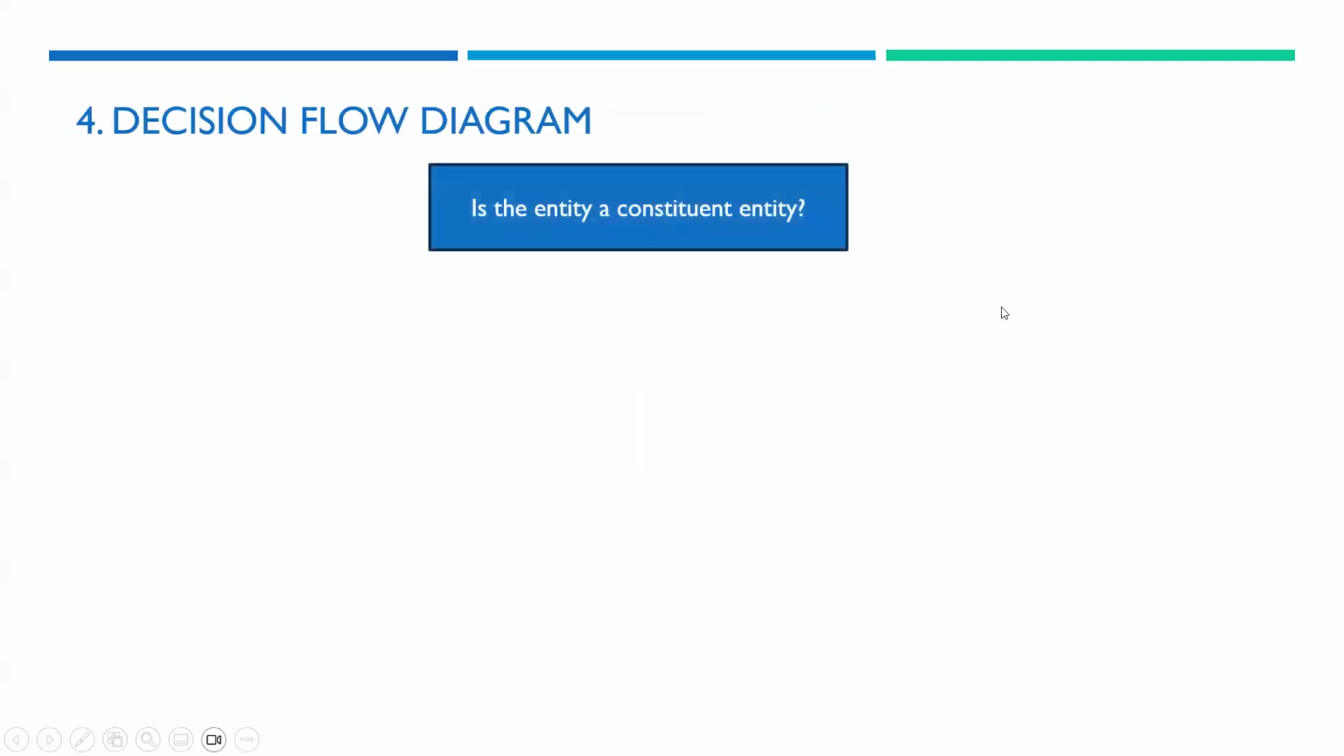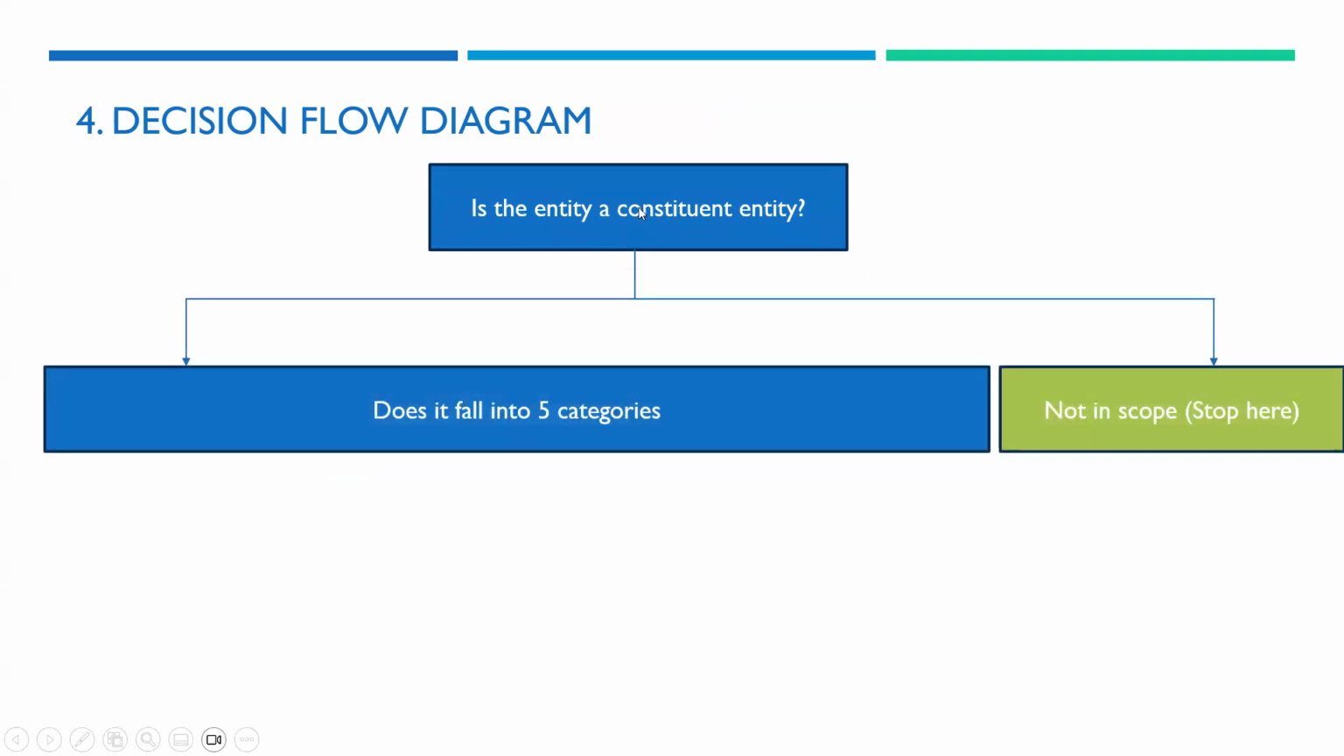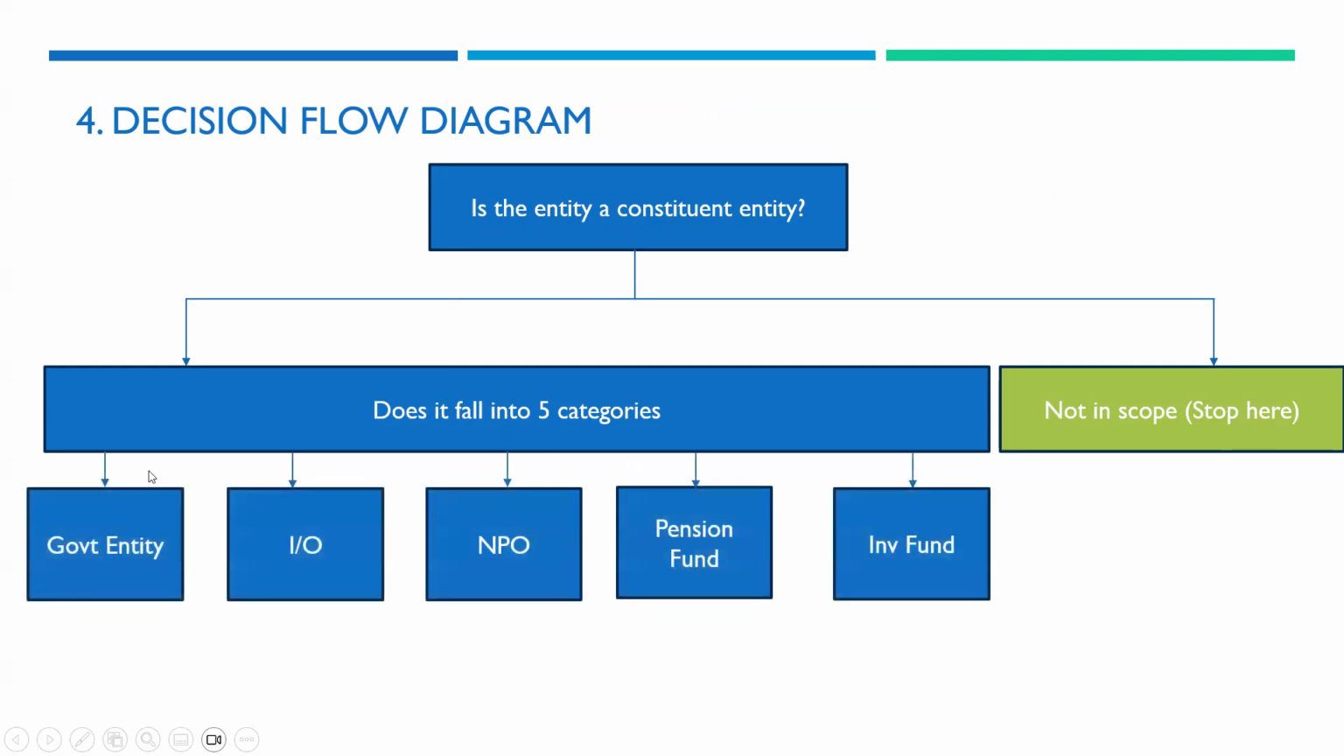So just to give you a summary, what are excluded entities? To check if it's an excluded entity, you have to first check if it is a constituent entity. If it is a constituent entity, you have to see if it falls into these five categories. If it is not a constituent entity, then don't even think. It stops here. If it is a constituent entity, you have to see whether it falls into five categories. A government entity, but a government entity which does trading or investing is not excluded. Only those which perform sovereign activities would be excluded from the scope of the Pillar 2 mandate.